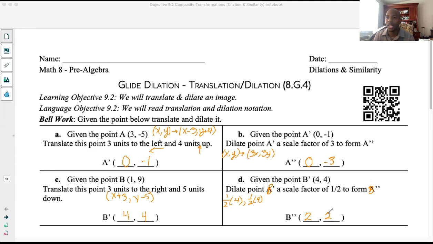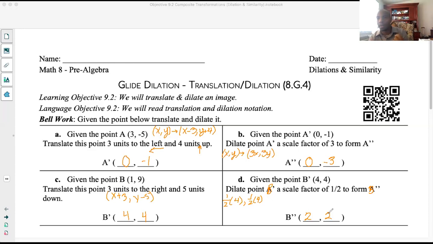Now, on this worksheet, I don't give you a scale factor like 1/4, 1/8, or anything like that. I either go 1/2 or anything greater than 1. But I do want you to be aware that there could be smaller fractions that you can multiply by. I want you to at least master the concept of multiplying the points that we have in front of us. All right, so this is what the bell work looks like.